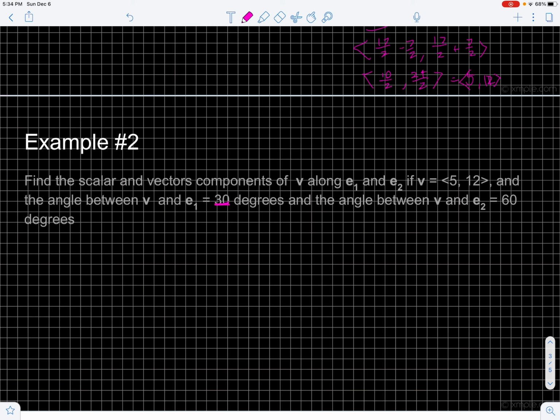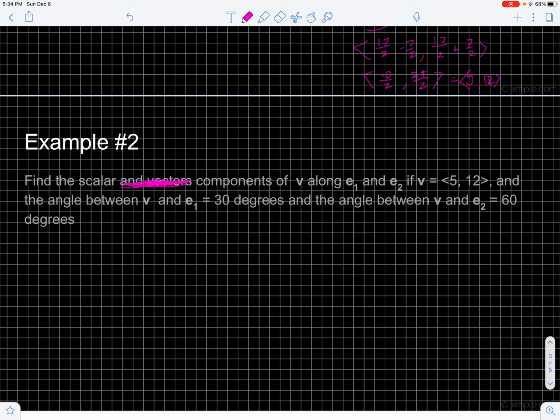Sometimes they do give you the actual thing, and then it's easy. Ooh. And ignore that. Ignore the vector component part. I meant to take that out. I just forgot to when I was writing the question.